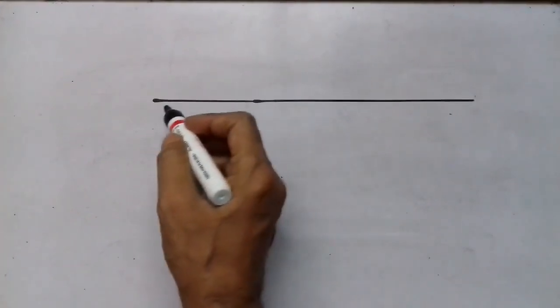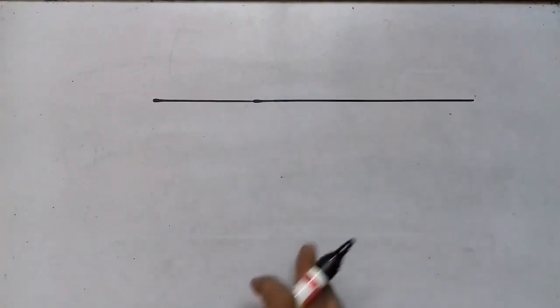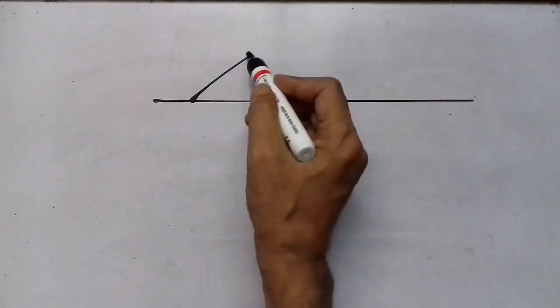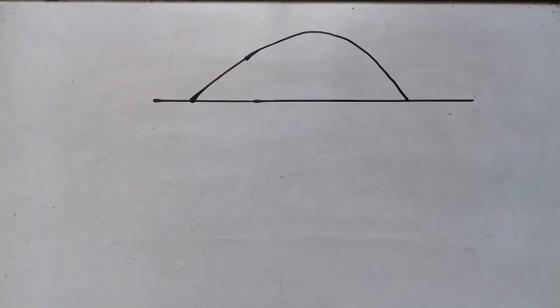One more interesting thing, let us suppose this is the ground, the earth surface plane. One object is thrown at this angle. What will happen? The object will reach some height and will fall back to the ground. Now our question is, what should be the work done by the gravitational force on this object?